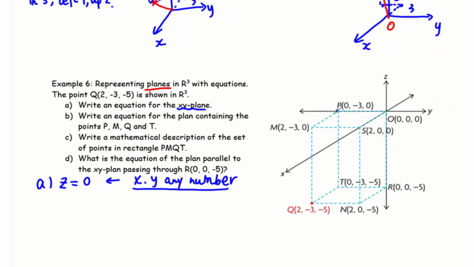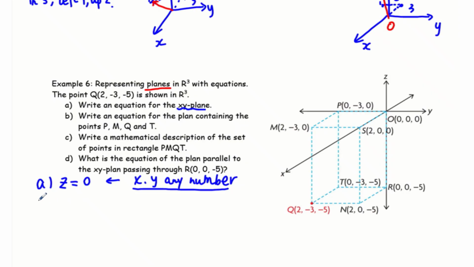And the x and y could be any numbers. It forms a flat surface. We call it the xy plane, and z equals 0. This is the first equation for a plane in 3 dimensions.